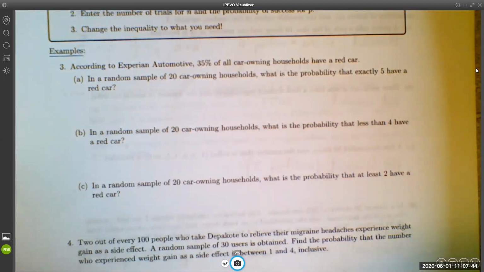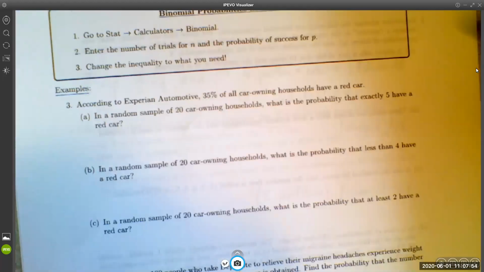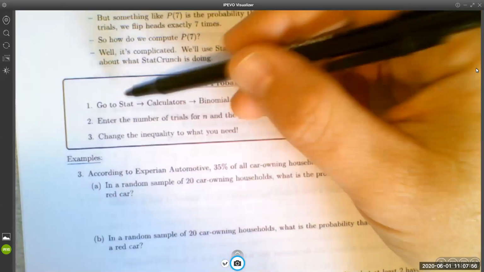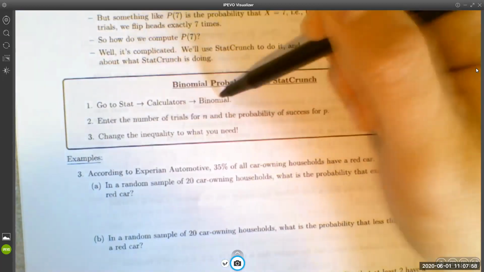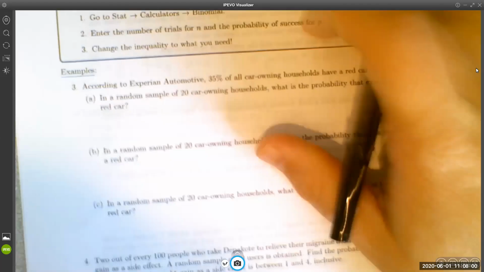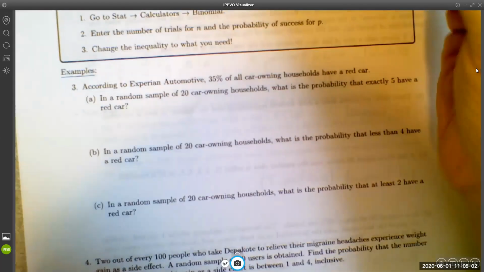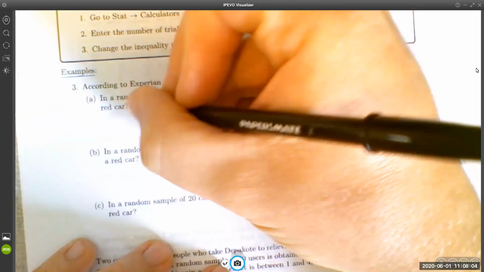Each trial is independent of the last, right? Like, you owning a red car has nothing to do with whether or not somebody halfway across the country also owns a red car, right? So yeah, this is a binomial experiment for sure. So we're going to go to Stat, Calculators, Binomial. And actually this is how I would want you to show your work on this kind of problem. I would want you to write that down.